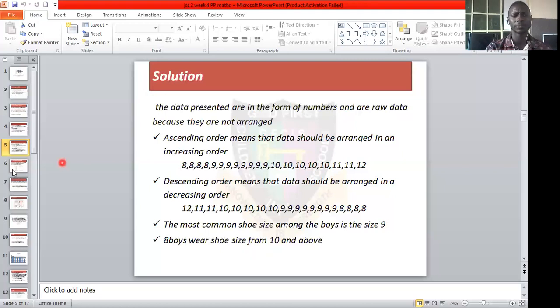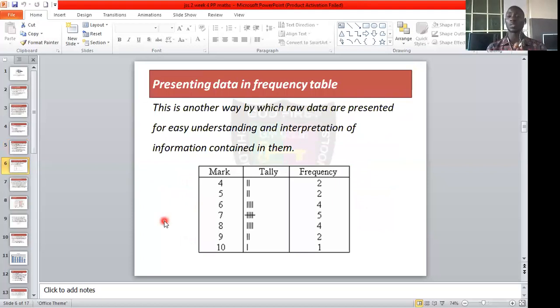So we'll go to the next thing, which is presenting data in a frequency table. This is another way by which you can present your data. I told you earlier, in an orderly manner, it could be ascending order, it could be in a descending order. Understand? A frequency table is always another way of presenting information. You can present your information in a frequency table for easy understanding and interpretation of the information contained in them. So this is how you present your frequency table.